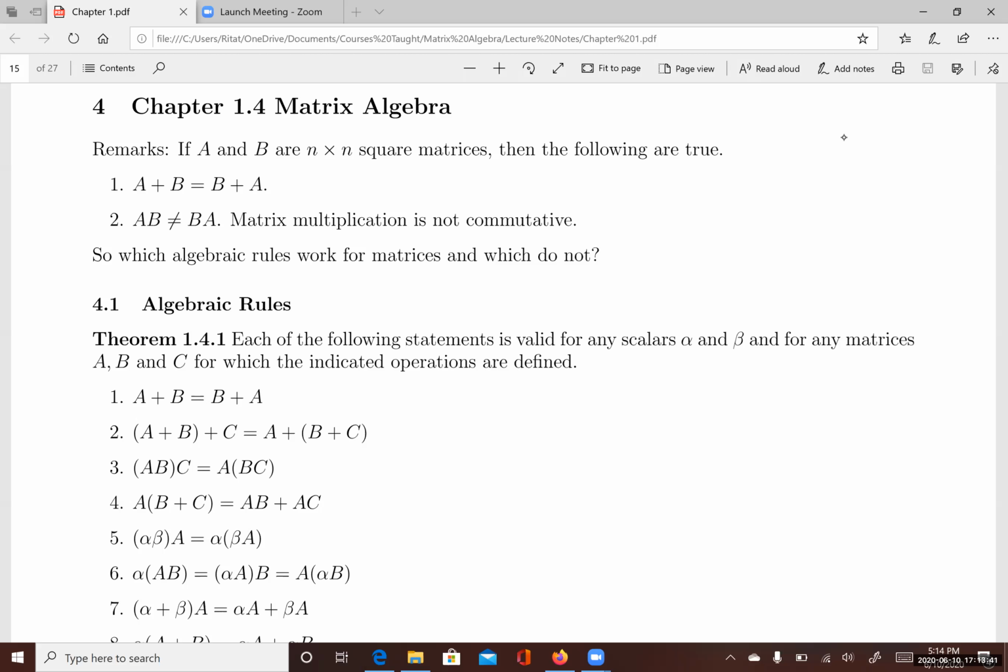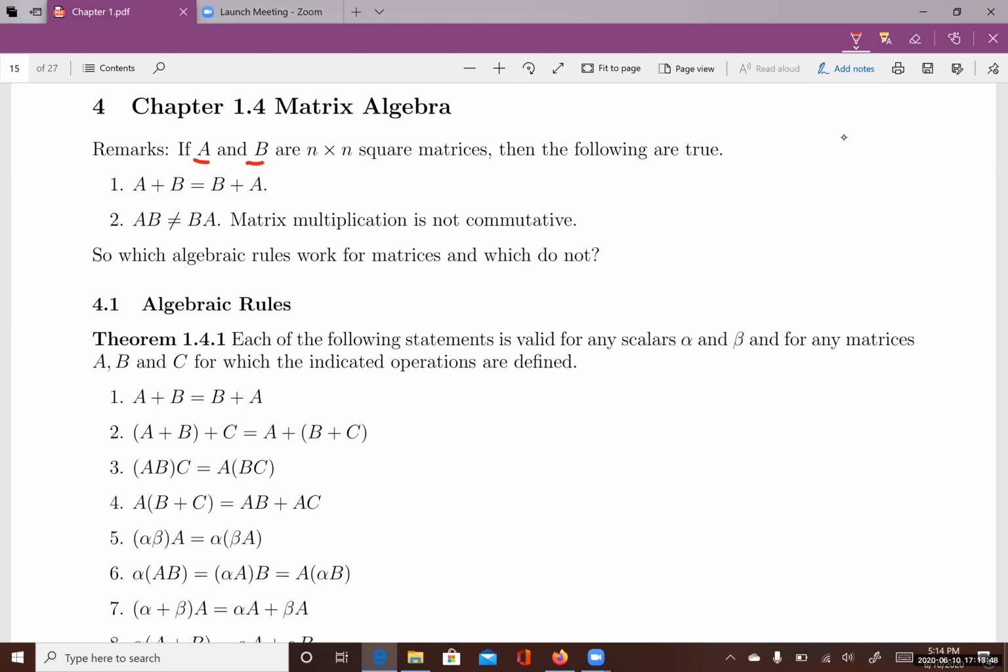For example, if you have two square matrices A and B, and you add A plus B, you get the same result as B plus A, okay? But if you take A multiplied by B, most of the time it's not the same as B multiplied by A. That means matrix multiplication is not commutative, but matrix addition is commutative.